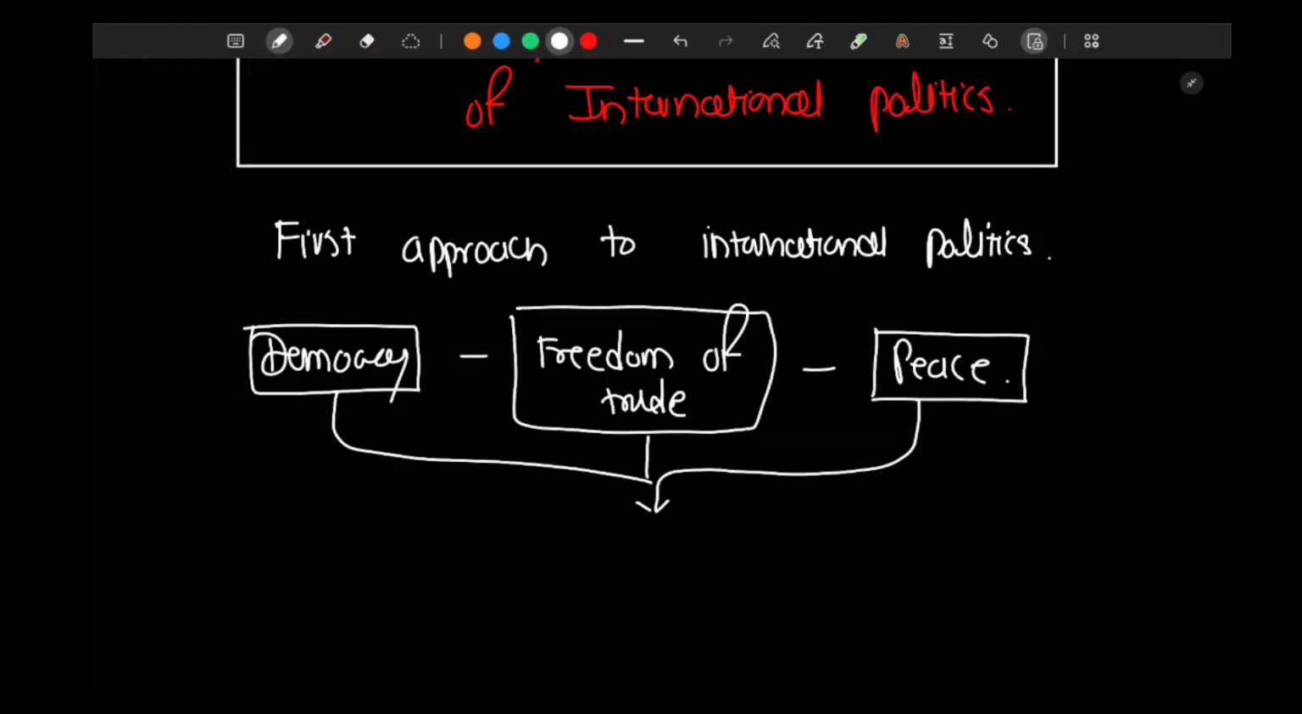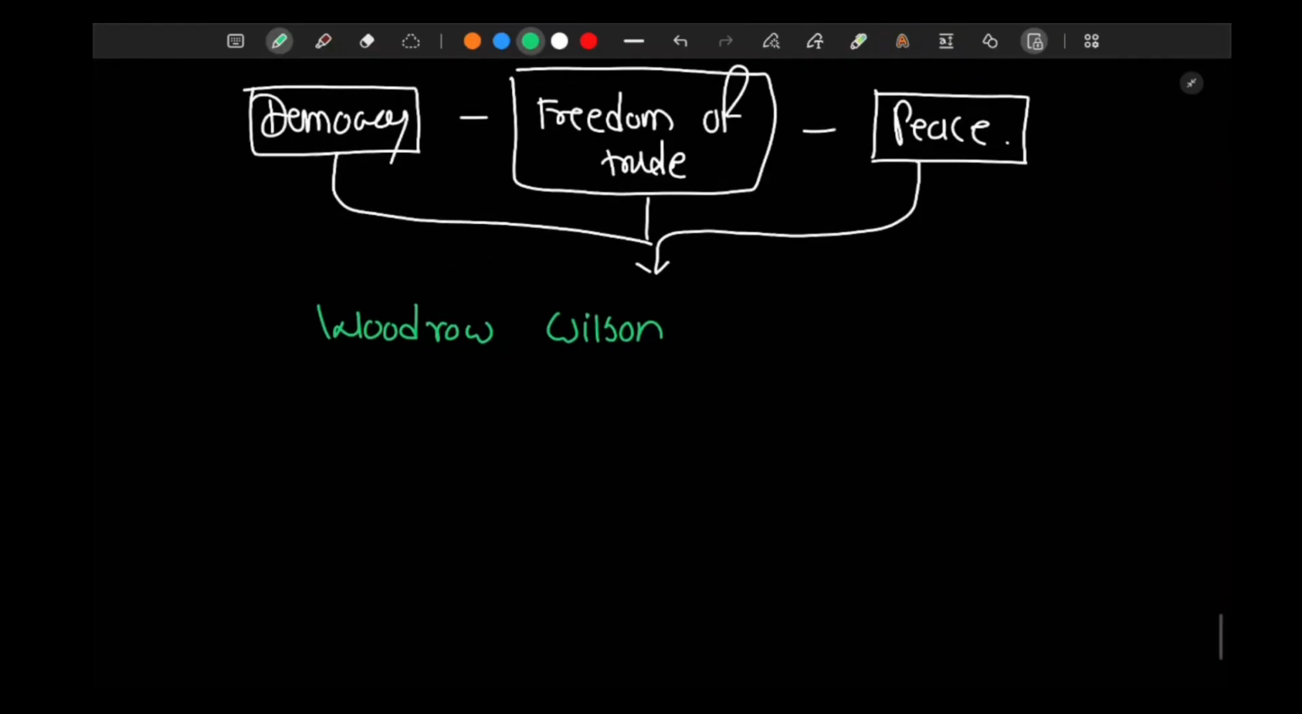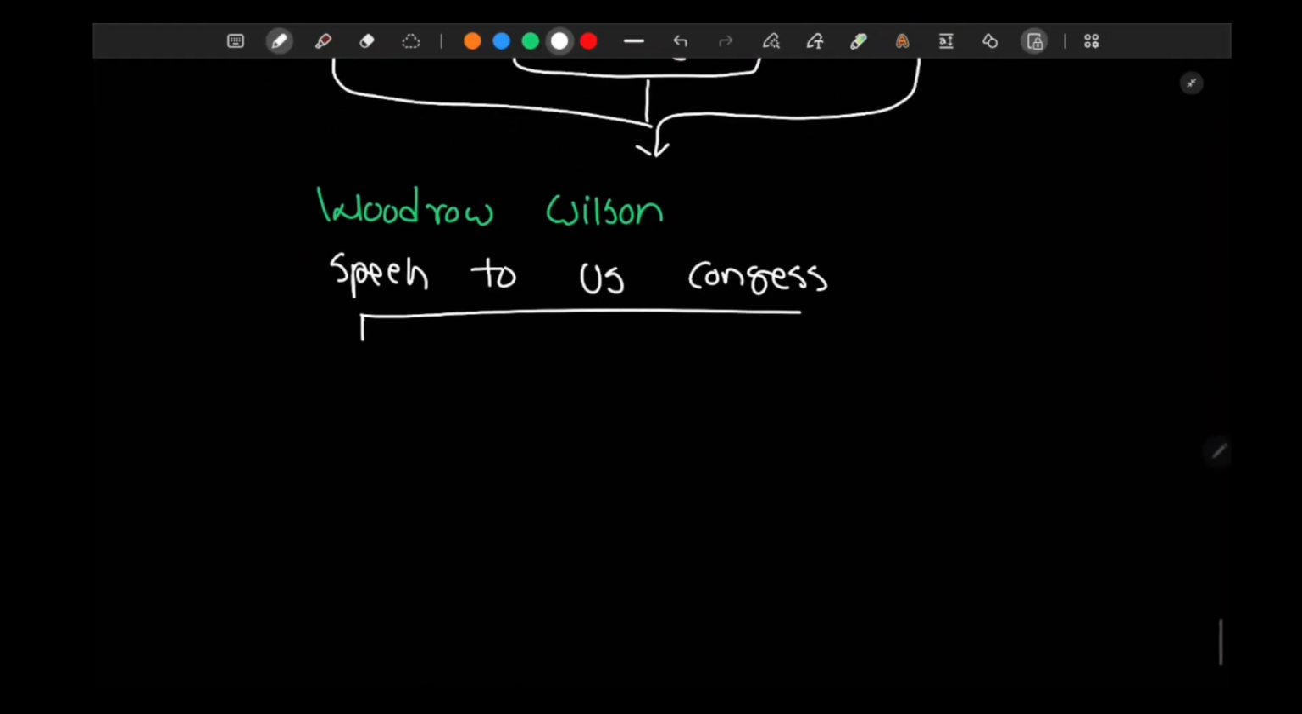Where did it start? It started with a speech by Woodrow Wilson. Woodrow Wilson gave a speech to the US Congress, known as the 14-point speech, in 1918.